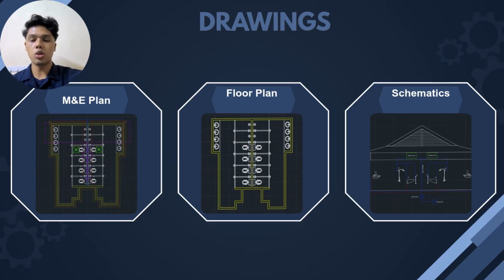These are some of the drawings related to the building that we chose, the C20. The first one, as you can see, is the M&E plan. The second one is the floor plan, and the third one is the schematics, or we call it the front view of the building.